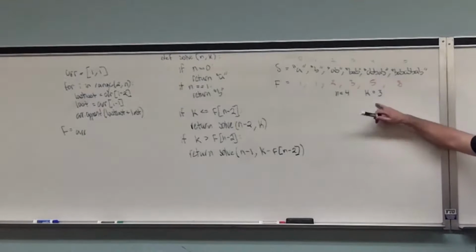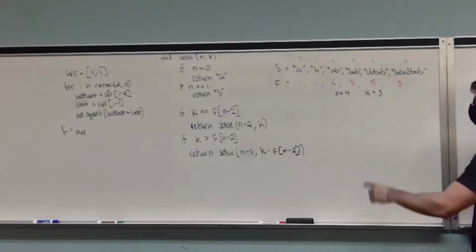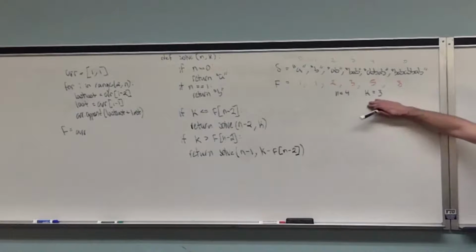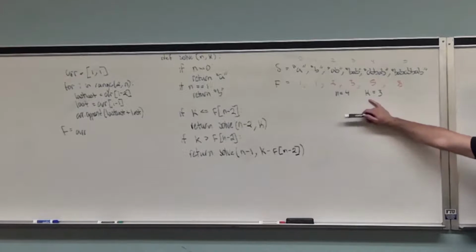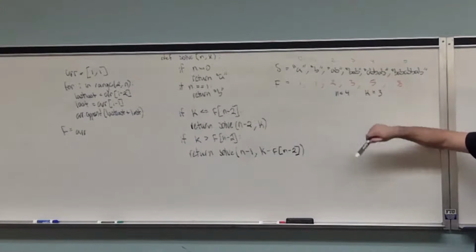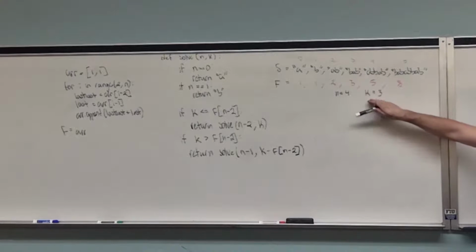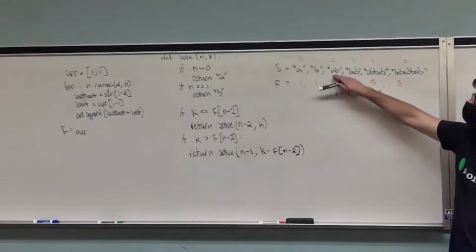Is that true? If we were looking at this right here, where n is equal to 4 and k is equal to 3, is it going to be on the right side? If we're looking at this string right here, where n is equal to 4, our index k, when it's equal to 3, is it going to fall on the left or right side?